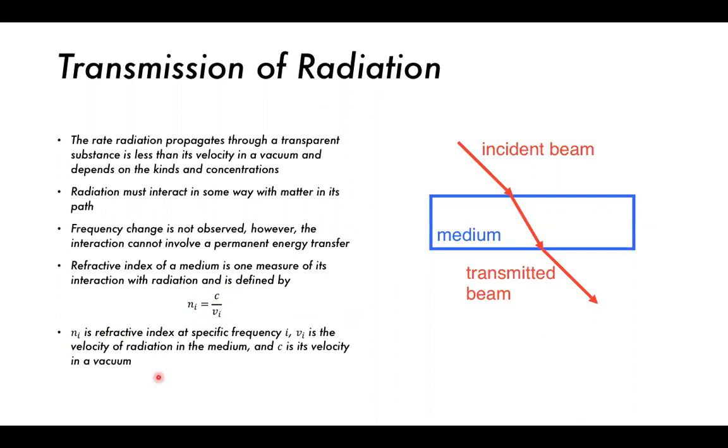Well, c is the velocity in a vacuum, but since we're mostly talking about electromagnetic radiation, it's typically just the speed of light. And so this is kind of a schematic of what's happening. We've got the incident beam, we've got it going through the medium, we've got the transmitted beam. So some of the interactions that can happen are that it gets bent towards the normal or away from the normal. It can reduce in its wavelength, but that's only a temporary change, because remember that there's no permanent energy transfer here.